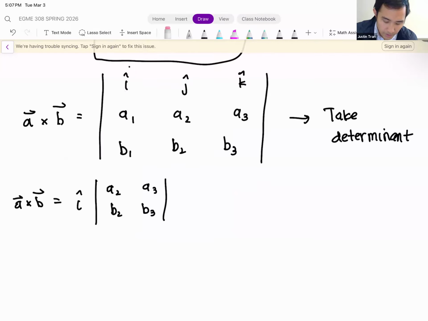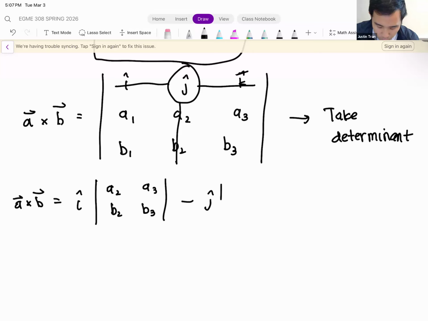Our next expression is based on the second entry in the first row, which is j hat. We do the exact same thing: we cover up everything in the same row and the same column, and then write that expression down. But remember, the second term always has a minus sign. So we have minus j hat multiplied by the determinant of A1, A3, B1, B3.